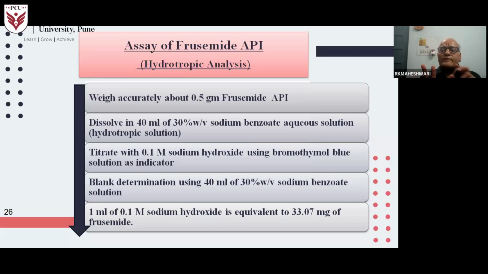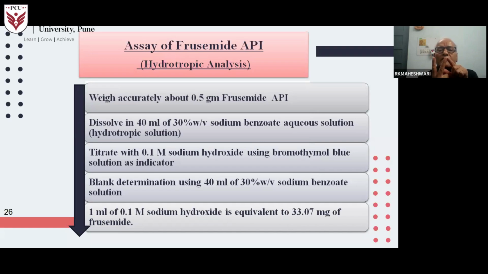So this Y2 ml will be subtracted from X2. So X2 minus Y2, this much volume of NaOH has been consumed by your drug. Using the same factor of IPBP, each ml of 0.1 molar NaOH is equivalent to 33.07 milligram of furosemide. You can find out the content. Now see what is the difference between these two methods.